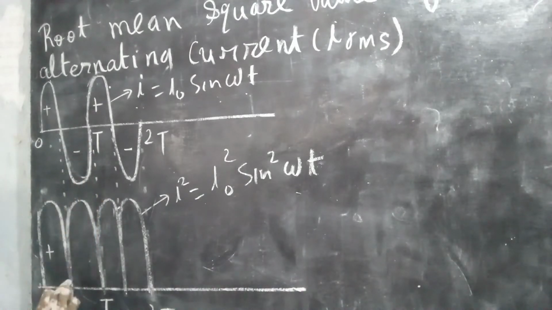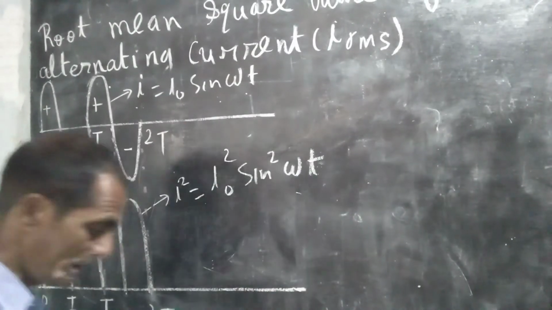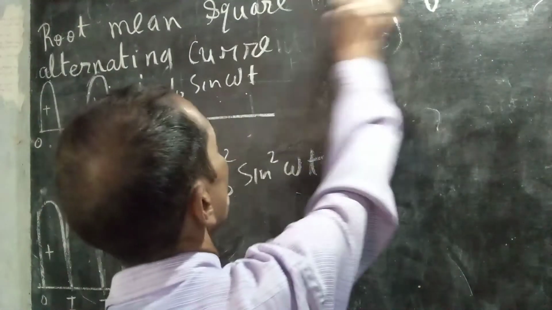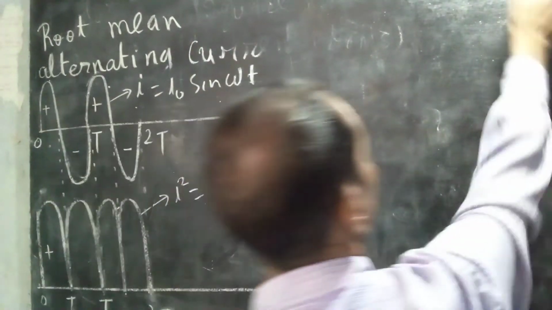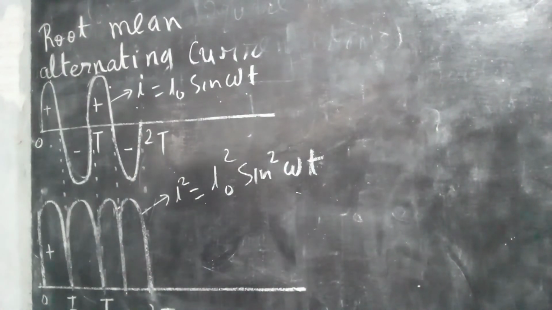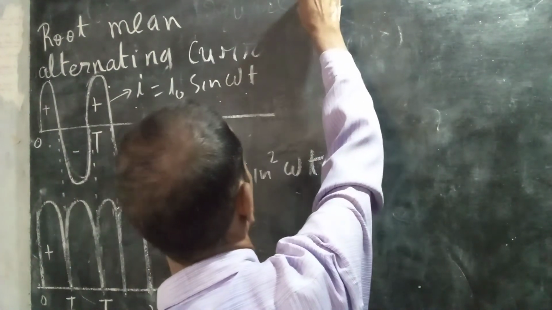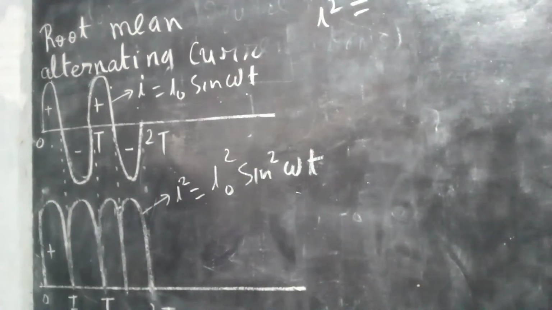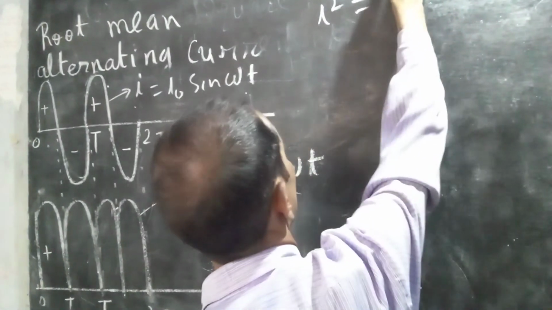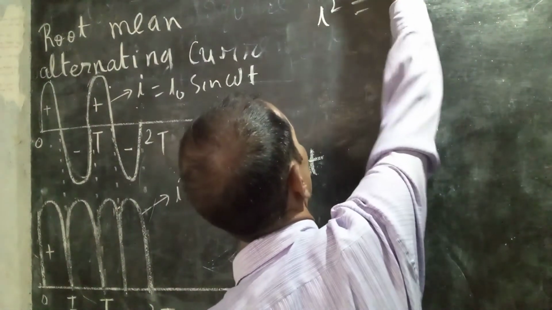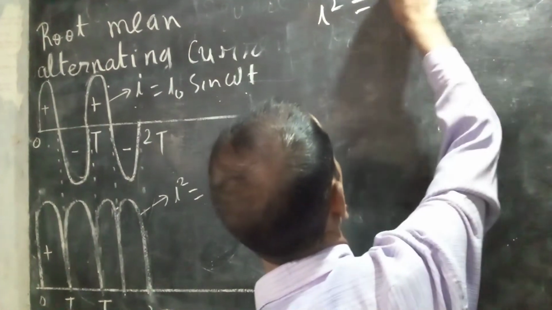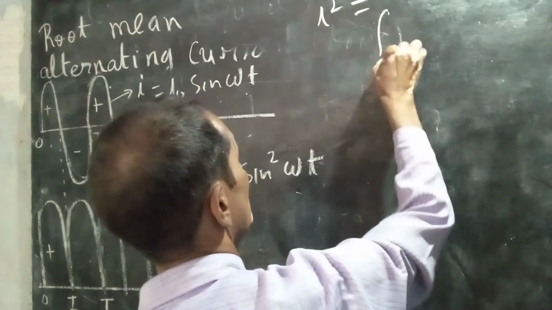Then we sum this value from this to this. Then we divide by this time interval. Then we get the average value. Thus the average value of alternating current, the average of the square of current, for one time period becomes integration 0 to T of I square dt upon integration 0 to T of dt.